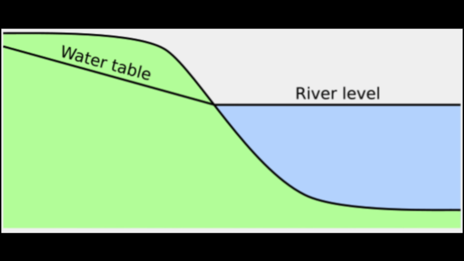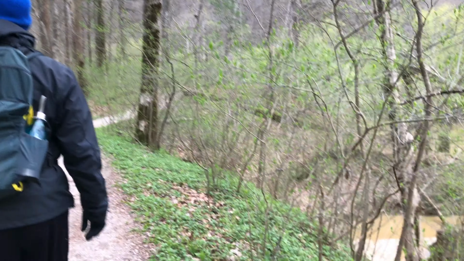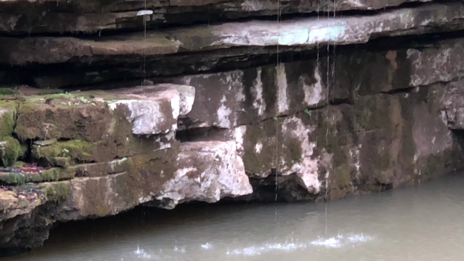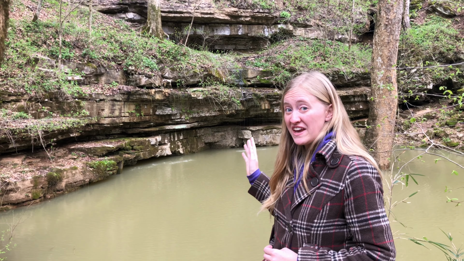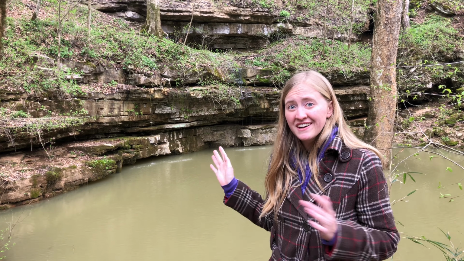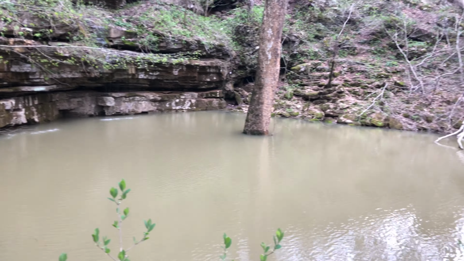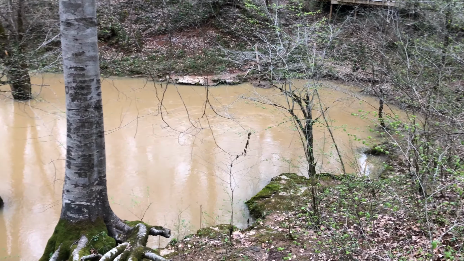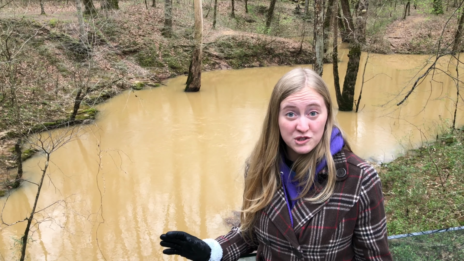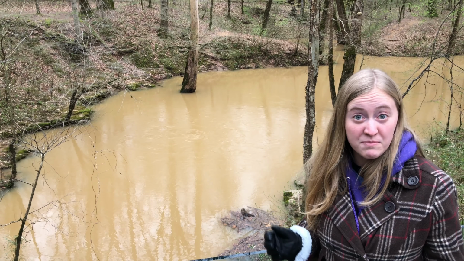When the water table elevation equals the ground level elevation, you can sometimes find a spring. A spring is where water flows from underground aquifers to the surface. This is the River Styx Spring. The waterfall that you see here is actually groundwater coming out of Mammoth Cave. Here we are at the Echo River Spring. The water bubbling up here is also groundwater that originally came from Mammoth Cave.